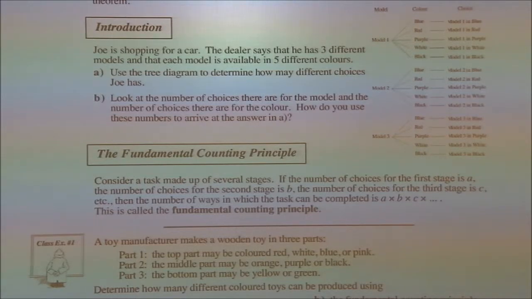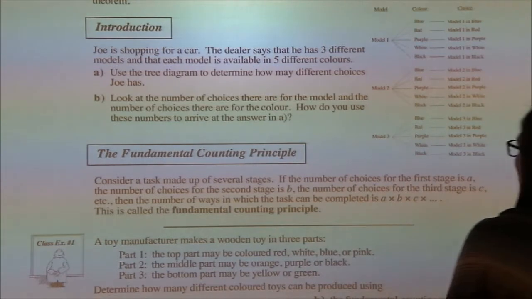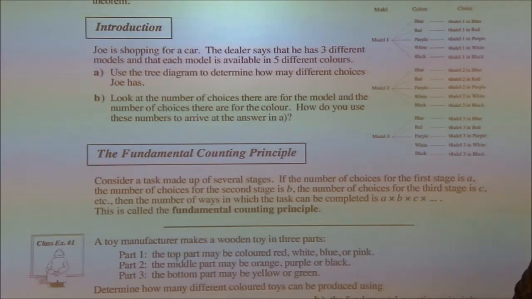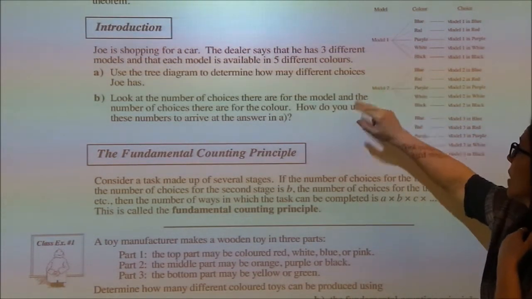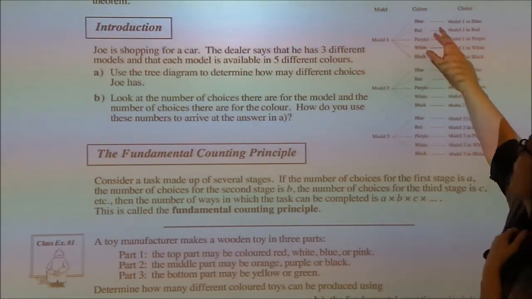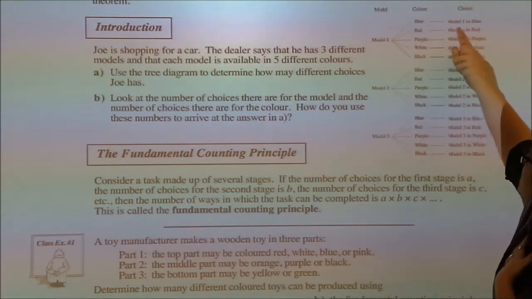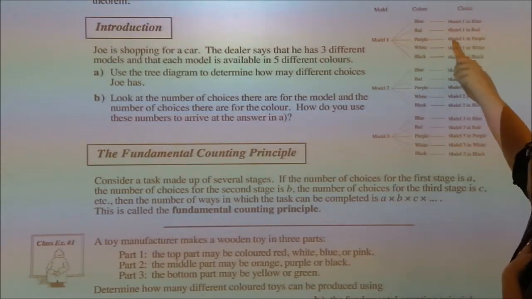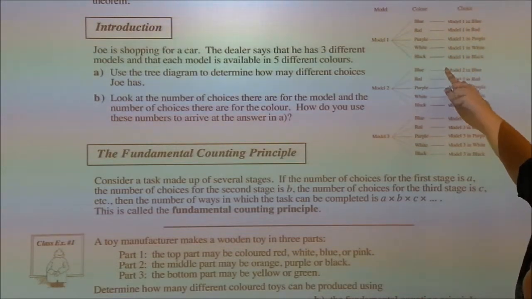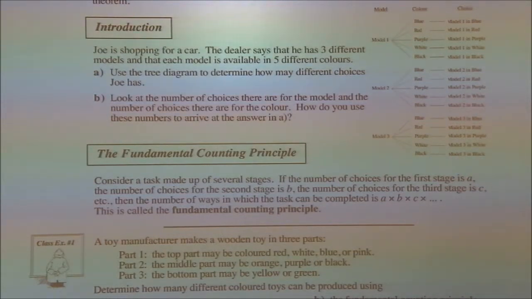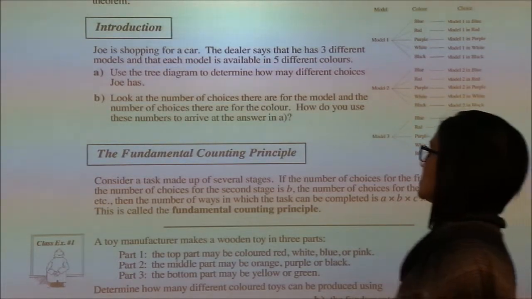Joe is shopping for a car. The dealer has 3 different models, and each model is available in 5 different color choices. If we made a tree diagram, we could see how many different choices Joe would have. You can have Model 1, Model 2, Model 3. Each model comes in the 5 colors, so his choice could be Model 1 in blue, or in red, or in purple, or in white, or in black, Model 2, etc. So how many choices does he have for cars? 15 choices.